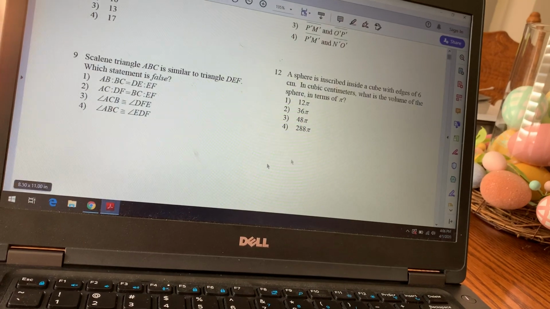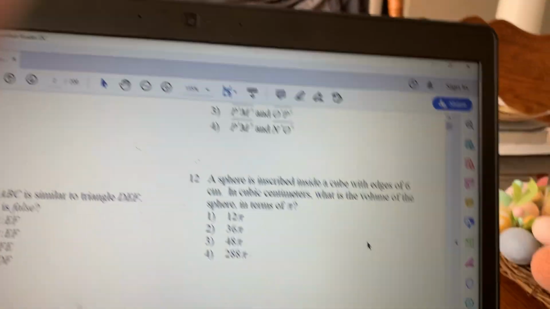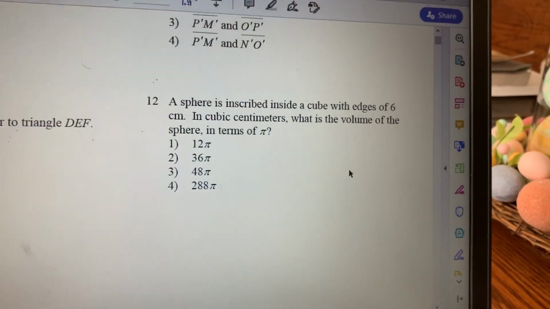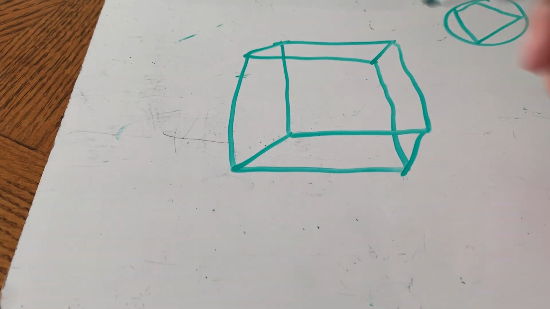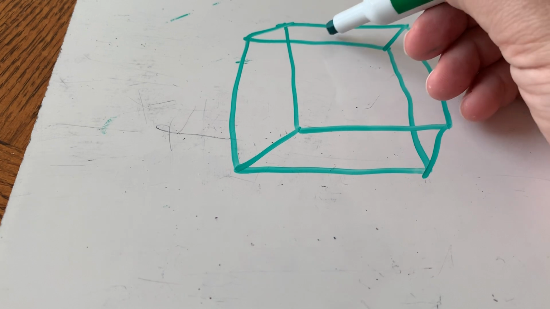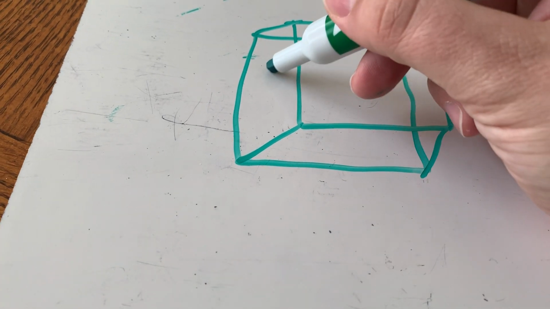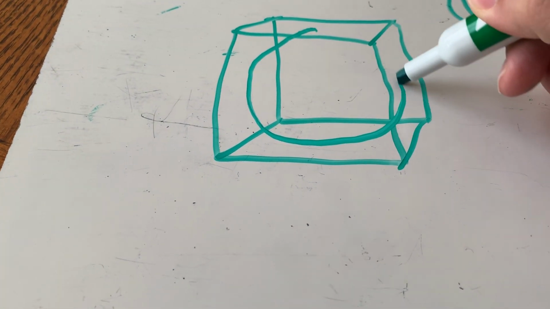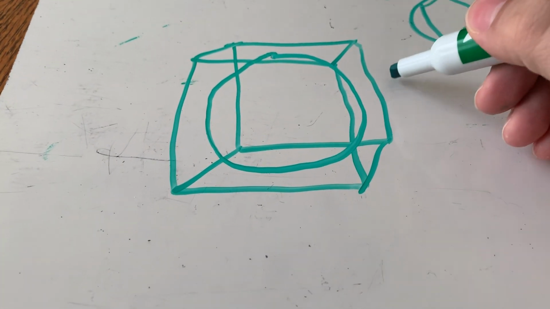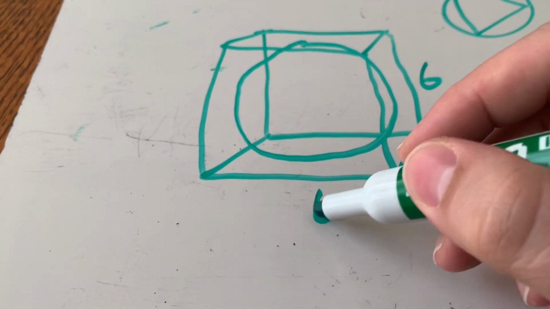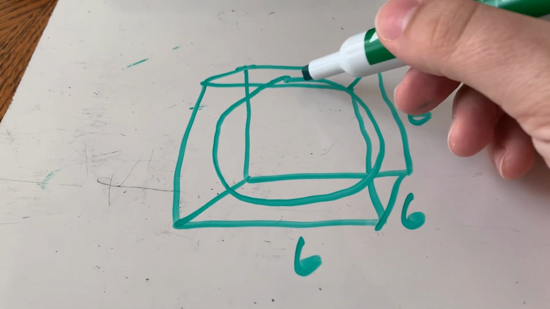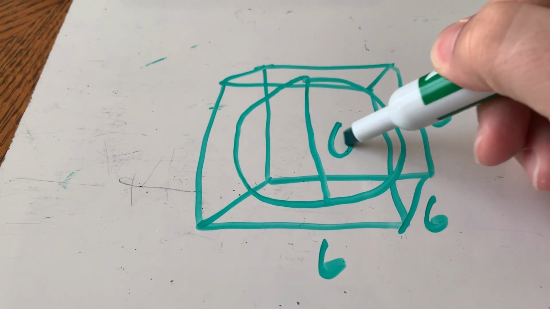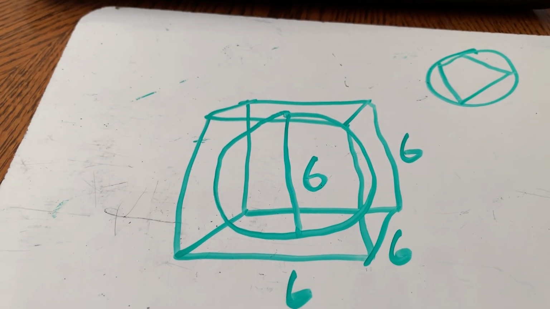So we come back. It tells me the cube has edges of 6 centimeters. I don't have my sphere in here, so let me try to draw something like that. It's not going to look great, but just trust me with it. So 6, 6, and 6. The height being 6 is the key, because if the height is 6 here, it's also 6 right here, which happens to be the diameter of the sphere.